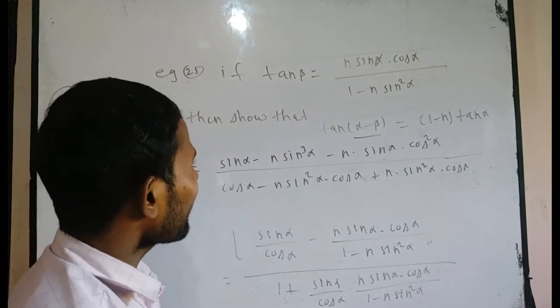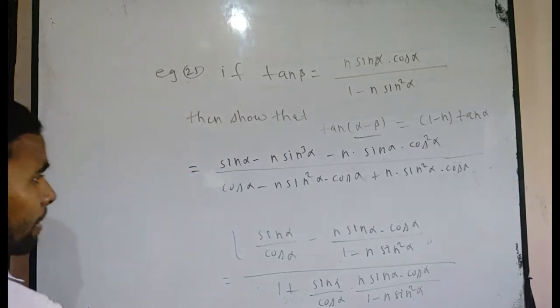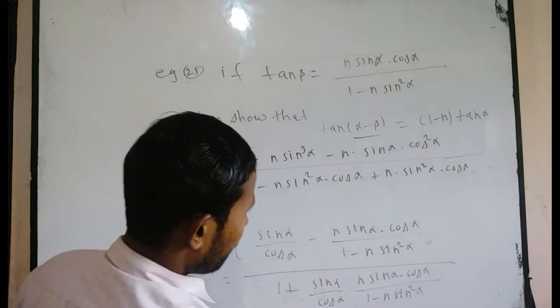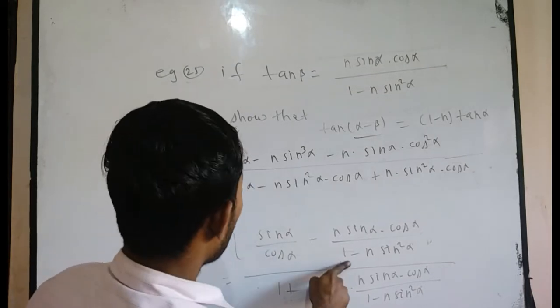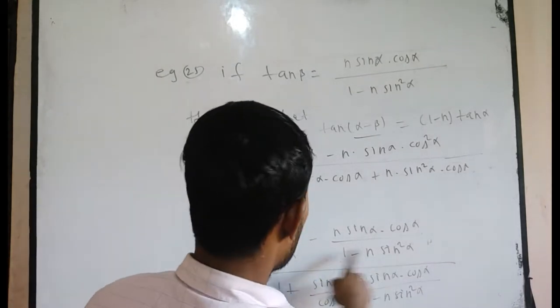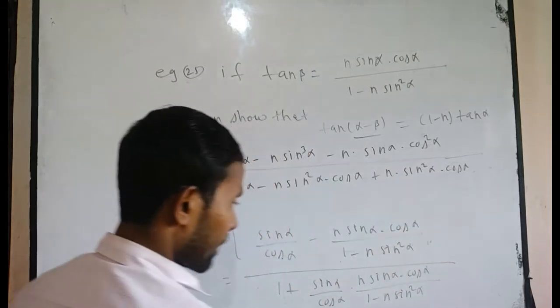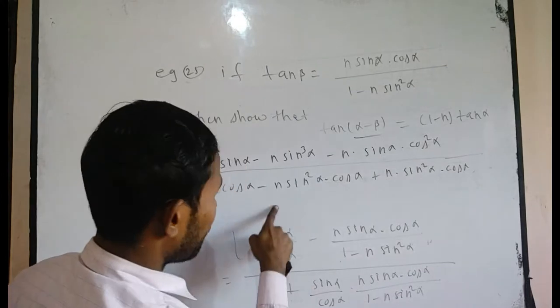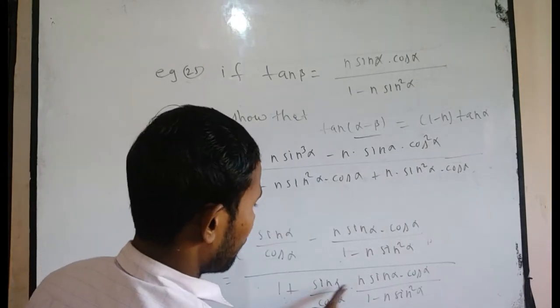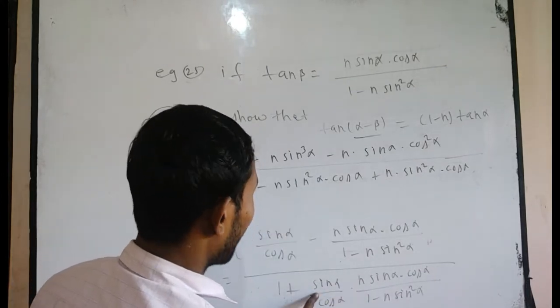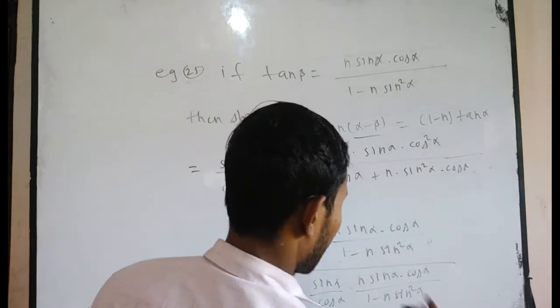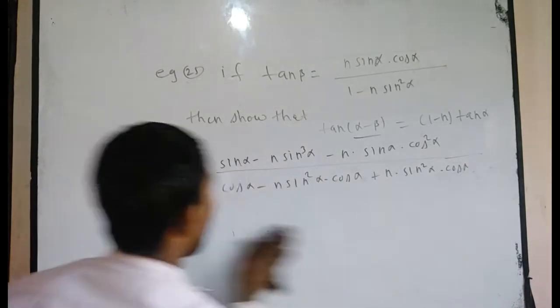Now, if you take some term common here, I want to first rub it. First check sin alpha minus n times sin cube alpha, that means sin alpha into 1 minus n times sin square alpha, and cos alpha; similarly cos alpha minus n sin square alpha, and in the denominator you get n times sin square alpha into cos alpha. Now I rub it.